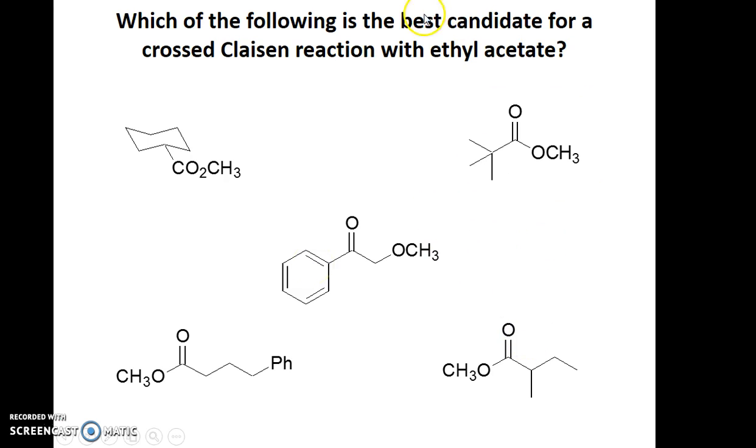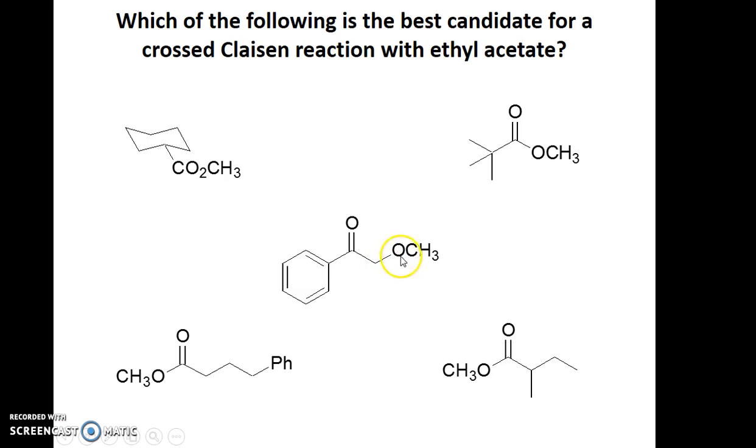Which of the following is the best candidate for a cross-Claisen reaction with ethyl acetate? Well, ethyl acetate has an alpha proton that can be the nucleophile. So to have a cross-Claisen, you're going to have something that has no alpha proton. If I look at these, I can see there's an alpha proton here. There's an alpha proton here. There's an alpha proton here. And there's an alpha proton here.